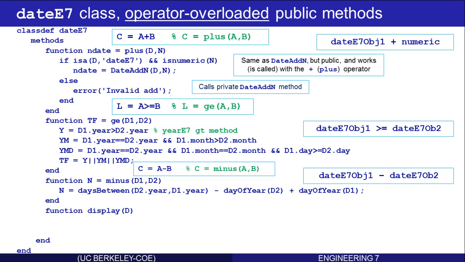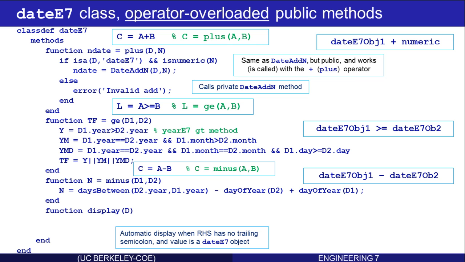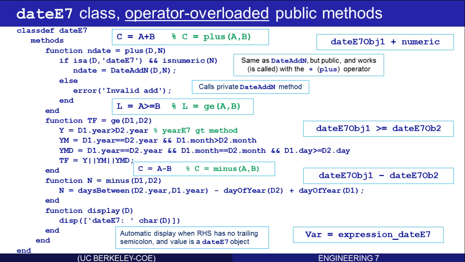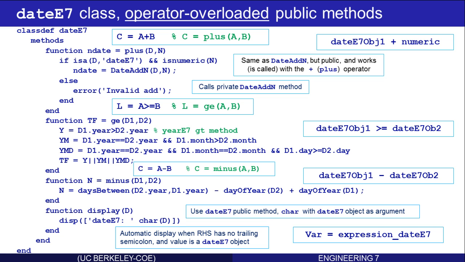Lastly, let's do display. Remember that display is called automatically by Matlab when the right-hand side has no trailing semicolon and its value is, in this case, a dateE7 object. So for any code which has on its right-hand side an expression which evaluates to a dateE7 object, and there's no trailing semicolon, then display will always be called, passing in that right-hand side value. The exact form of display is up to the designer of the class. Here I've chosen to print out the word dateE7 with a colon and a space, and then simply call the char method on this dateE7 object.